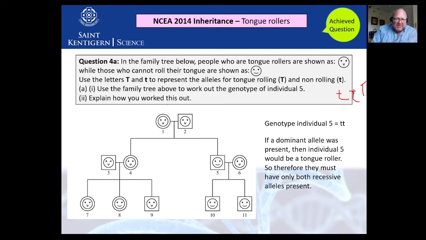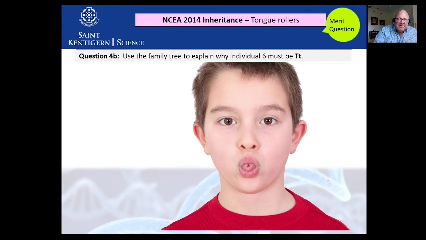Okay, so use the family tree below to work out the genotype of individual 5. Well, but he's a non-tongue roller. Explain how you work this out. You can immediately see that they are not tongue rollers, and non-tongue rollers are recessive. So he has to be homozygous recessive. There we go. Okay. If a dominant allele was present, then individual 5 would be a tongue roller. So therefore, they must have both recessive alleles present. Yeah. Easy peasy. So use the family tree to explain why individual 6 must be heterozygous.